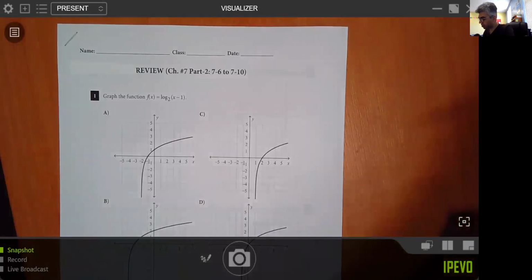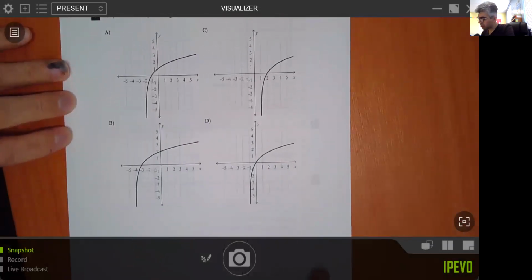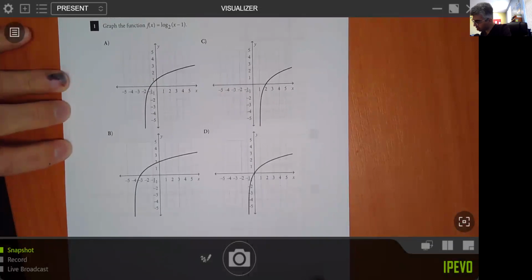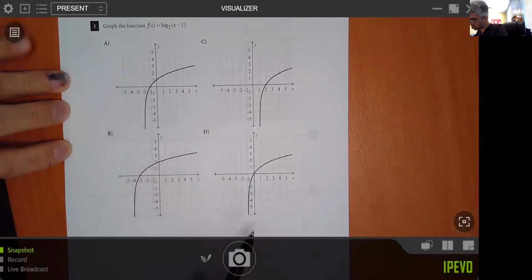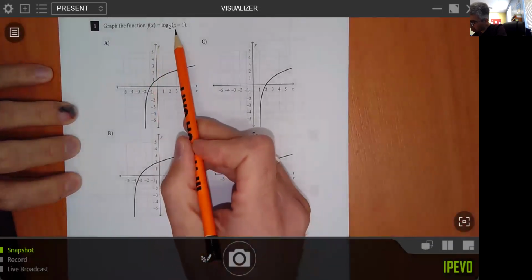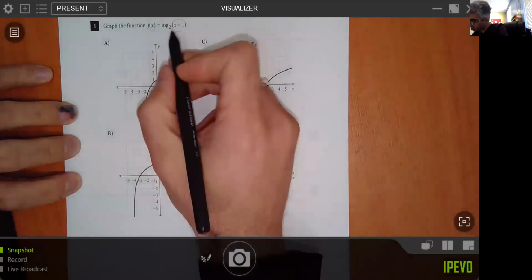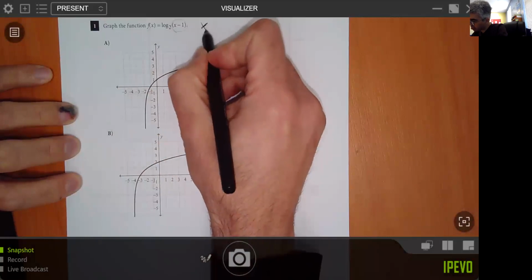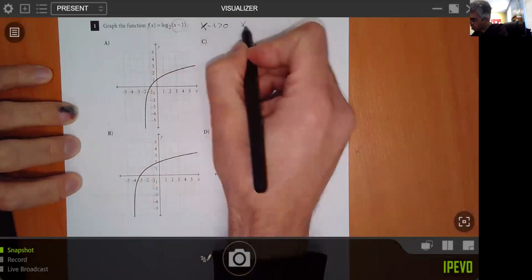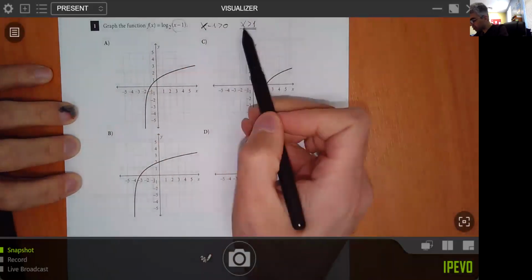Graph the function f of x is log of x minus 1 base 2. Since we already have the graphs, we have to select the correct one. What is the domain here? Since we have x minus 1, remember, that should be positive. So x minus 1 should be positive. It means x is greater than 1. Look, x is greater than 1 is the domain.